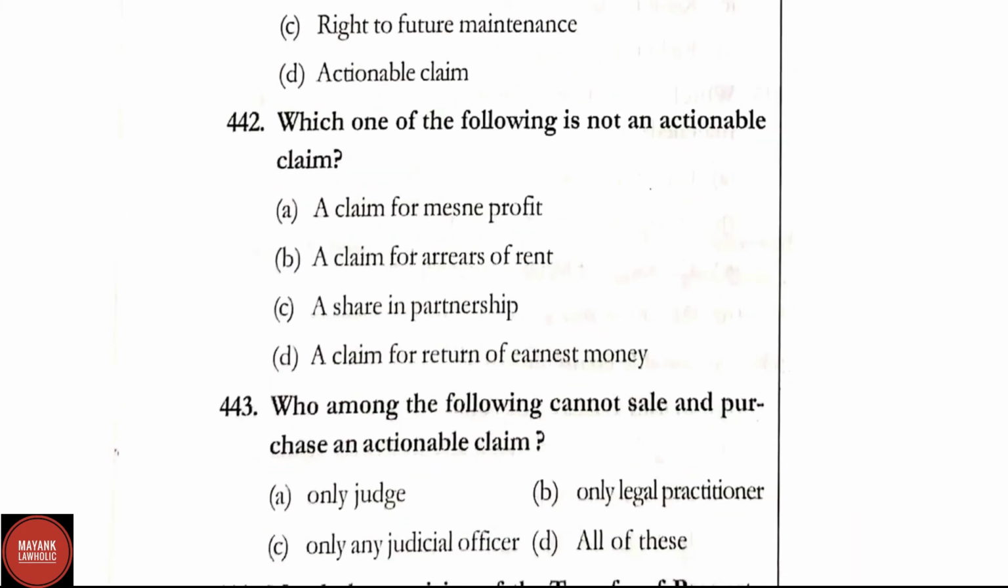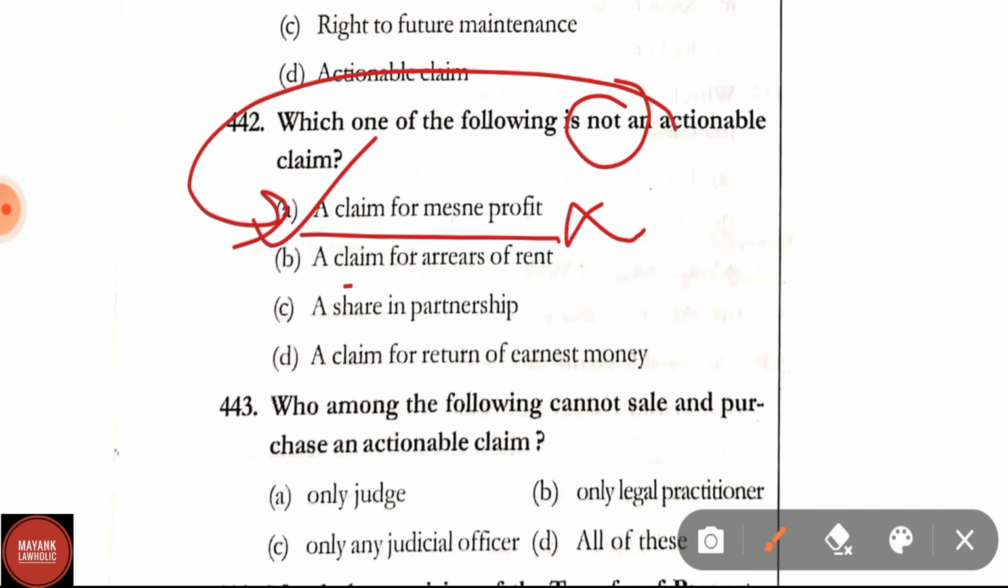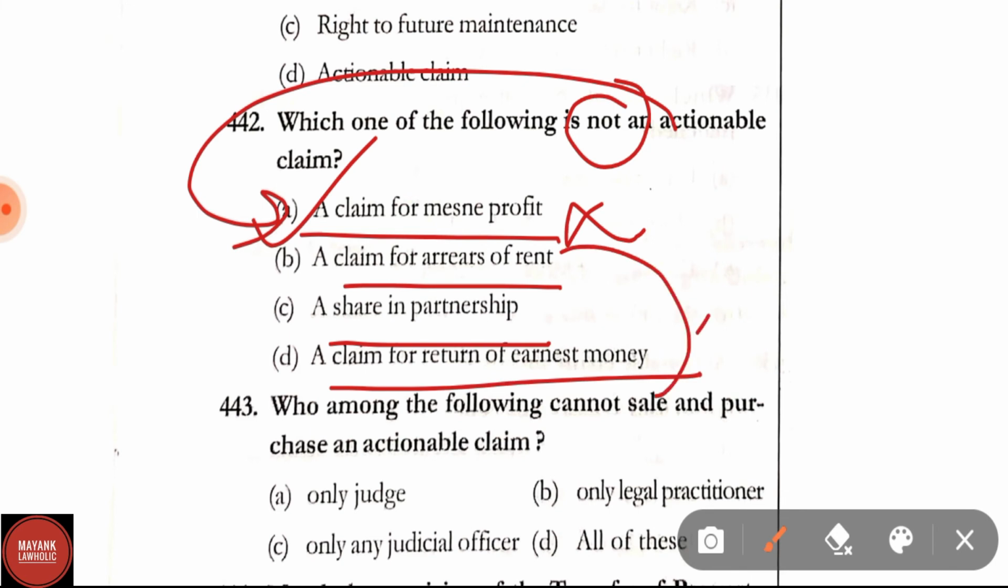Question number 442. Which one of the following is not an actionable claim? A claim for mesne profit is not an actionable claim, therefore it will be the right answer because this has been asked in the question. A claim for arrears of rent is an actionable claim, a share in partnership is an actionable claim, a claim for return of the earnest money are all actionable claims.